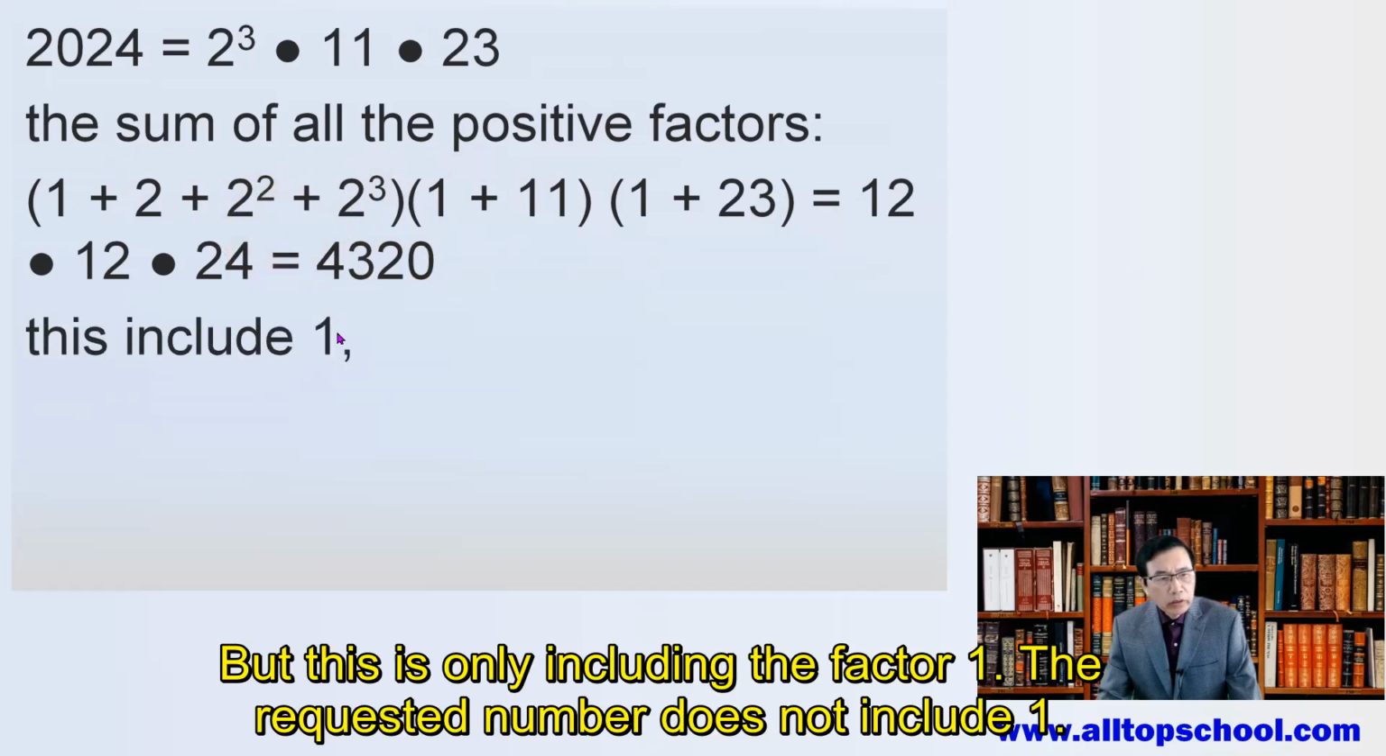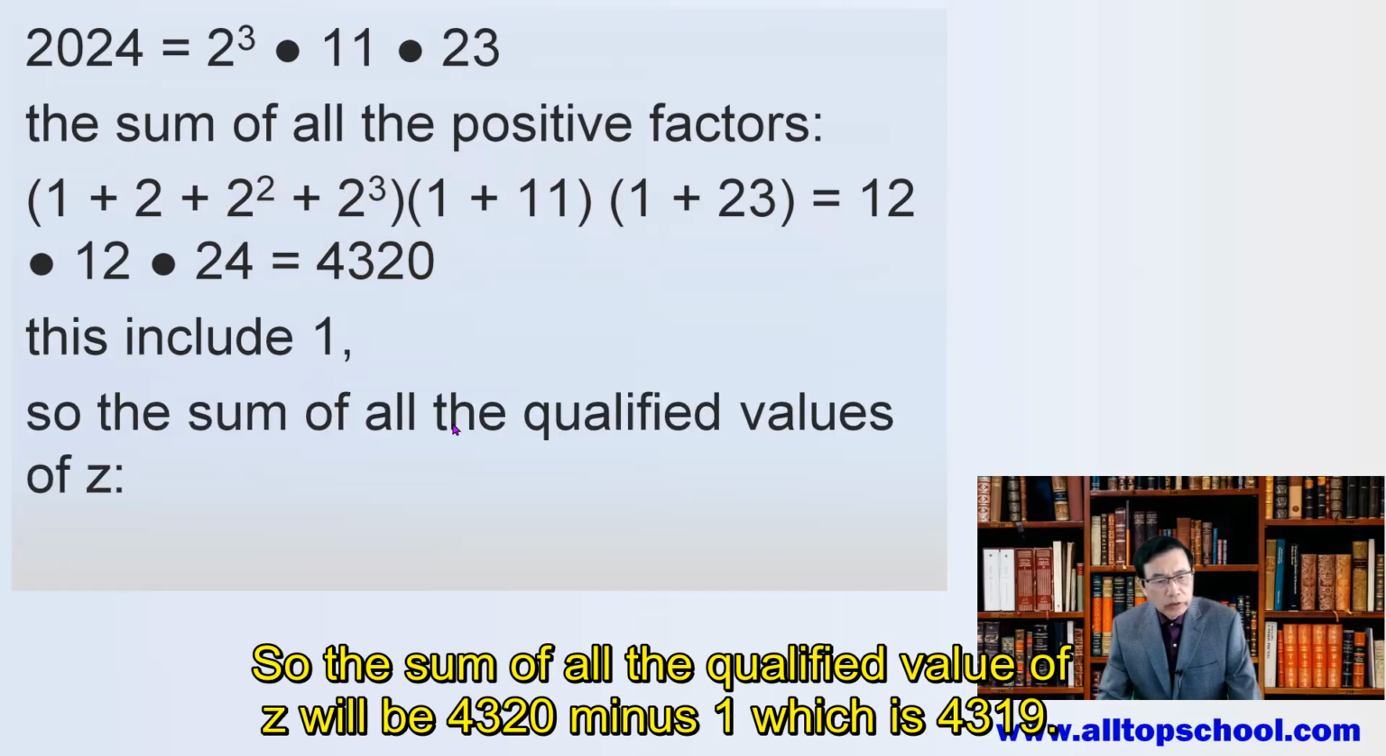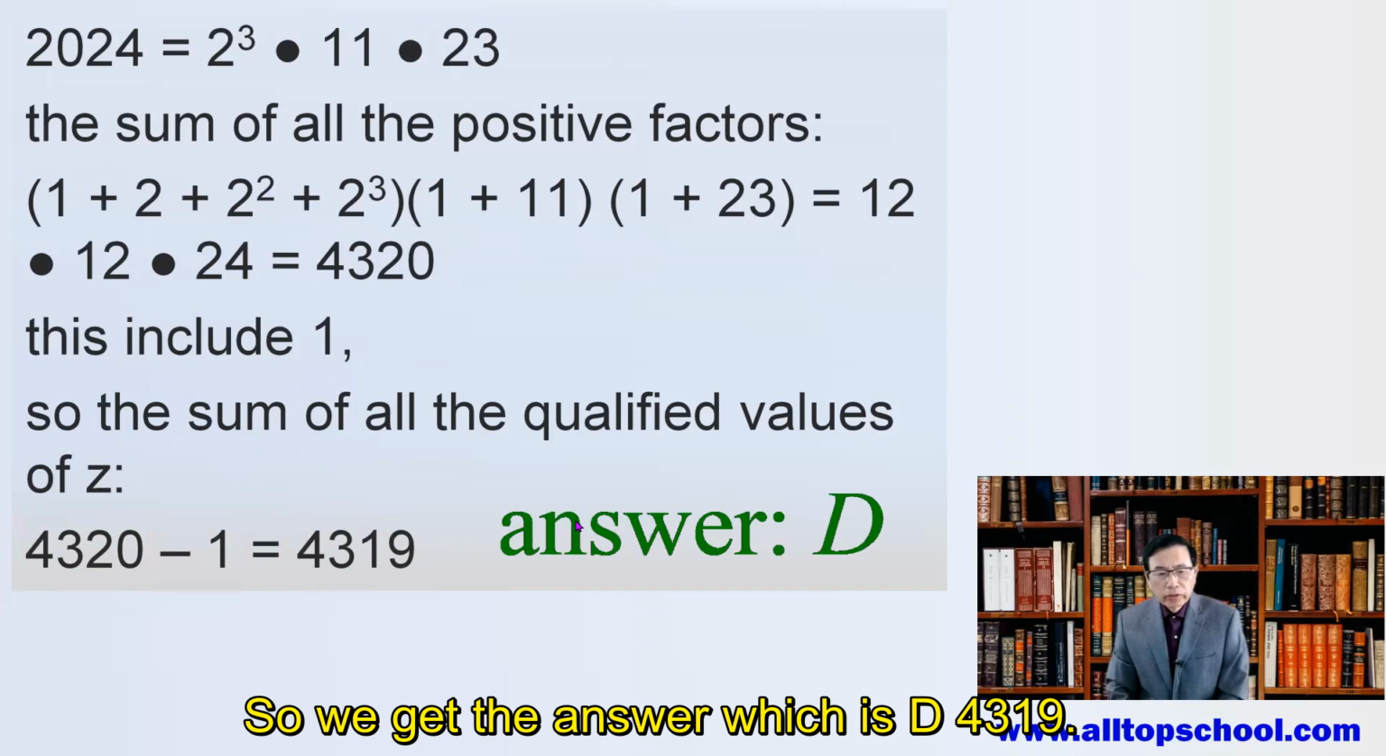But this includes the factor 1, and the requested set does not include 1. So the sum of all the qualified values of z will be 4,320 minus 1, which is 4,319. So we get the answer, which is D, 4,319.